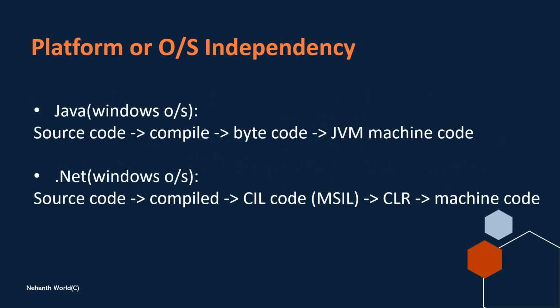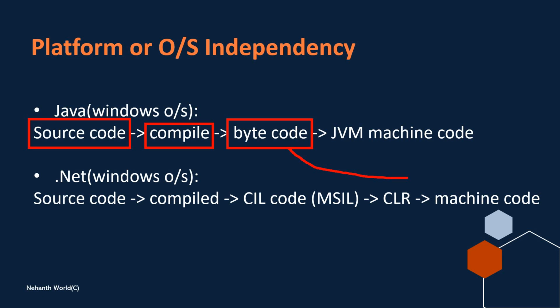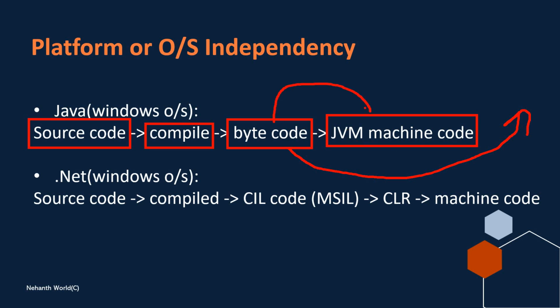Let us take Java or .NET. Here there is a source code. When you compile that particular source code, it is generating the bytecode, which is not understandable to any operating system, which is intermediate code. Now if you want to execute this inside any operating system, you need this particular software, JVM. JVM will convert this bytecode into machine code.